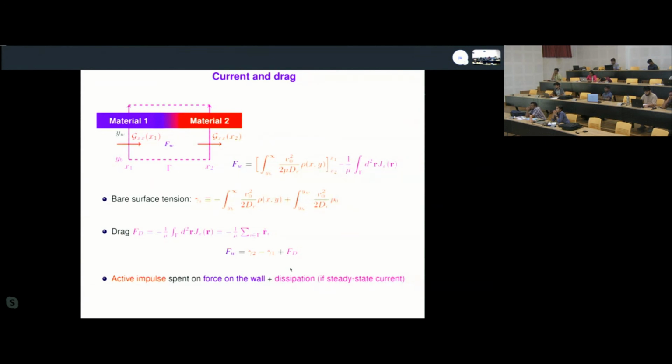that the difference of active impulse between what comes in on the left and what comes out on the right is what has been spent to produce a force in between. It has been spent to produce a force on the wall and a dissipation on the substrate. And so again, this is just mechanical balance. The force exerted on the junction is the momentum stock which has been spent minus the part which has been spent to produce a drag force.